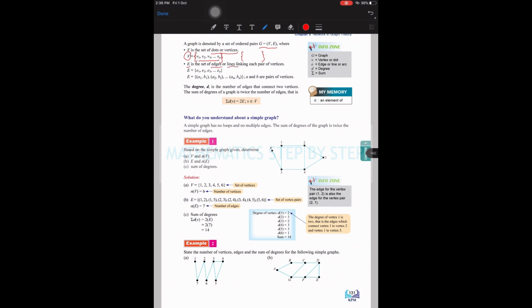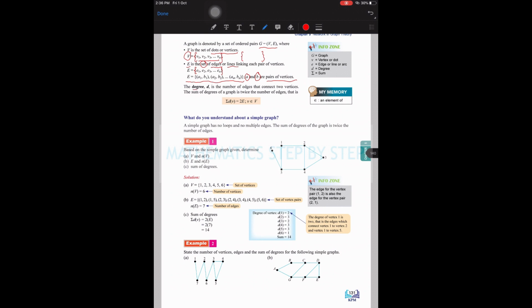So again, it is a set. So we'll use this curly bracket. Or we can write this also, okay? To represent an edge, where A and B are the pairs of vertices, okay? So later we'll see more on this in the examples, okay?